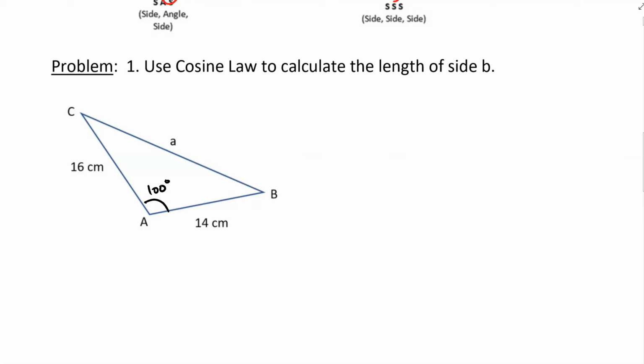All right, so we have a side-angle-side situation. We have a side here, an angle here, and another side. So the next step is we got to label it out. If this is angle A, then directly across is side A, lowercase. If this is angle B, directly across is side B right there.